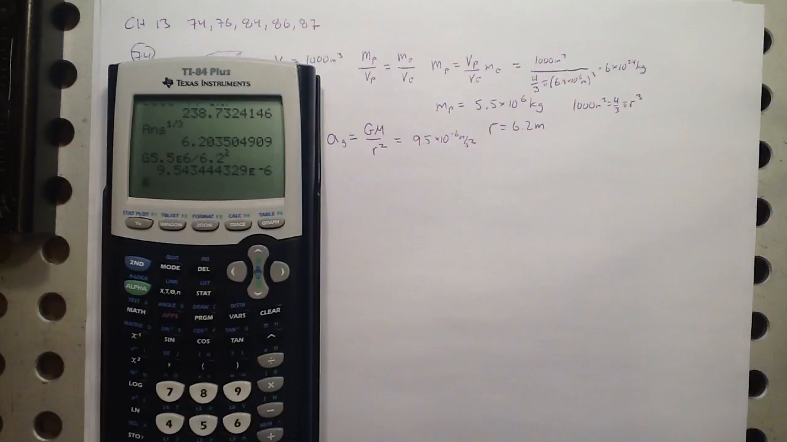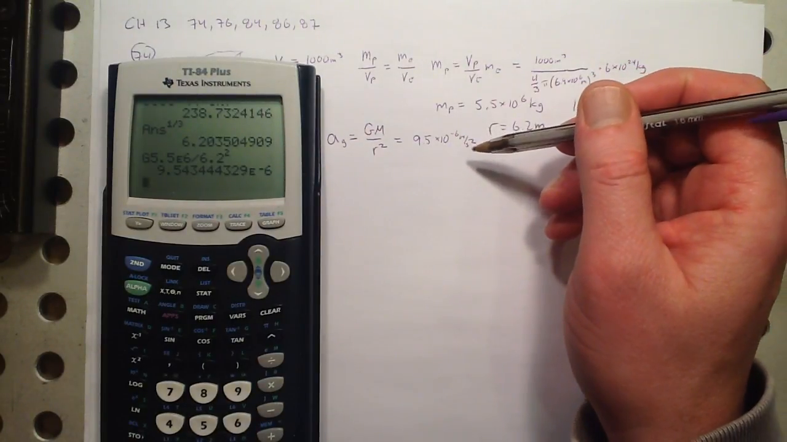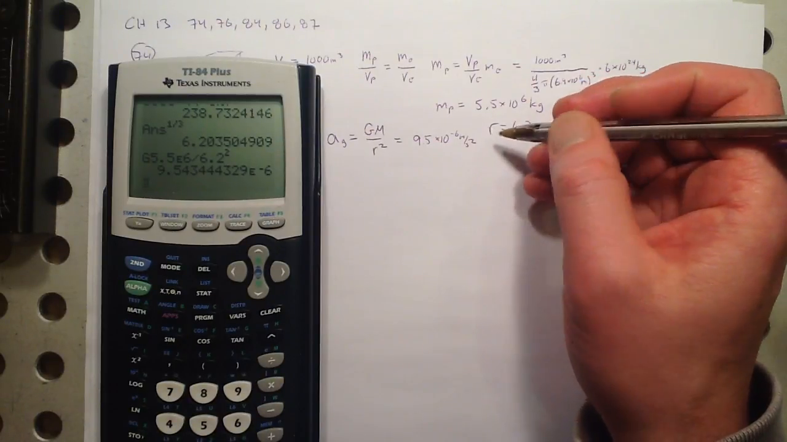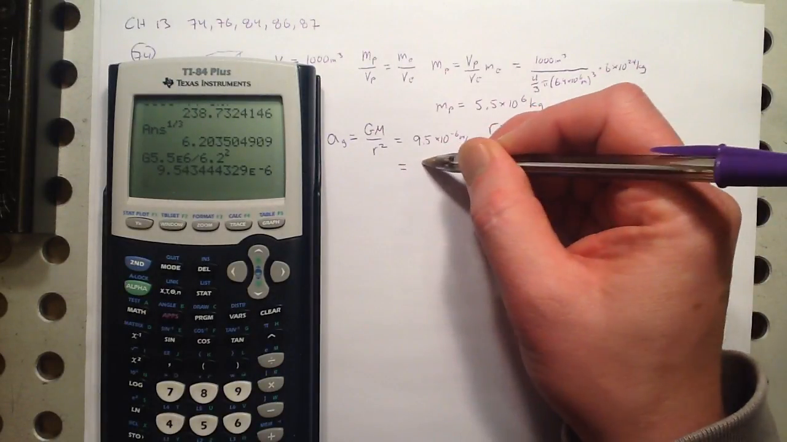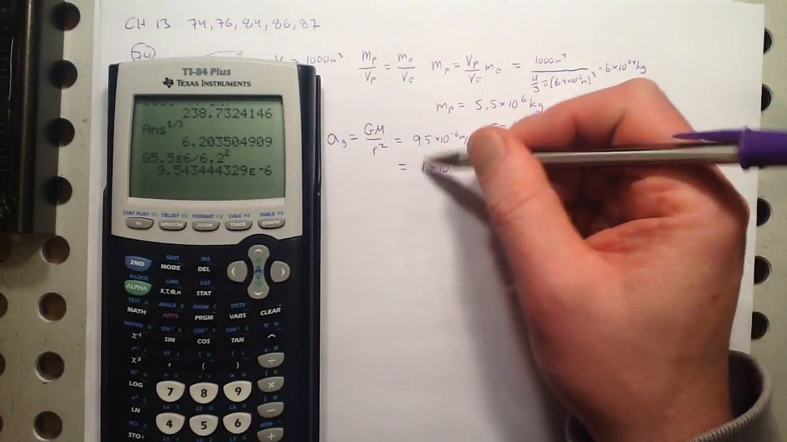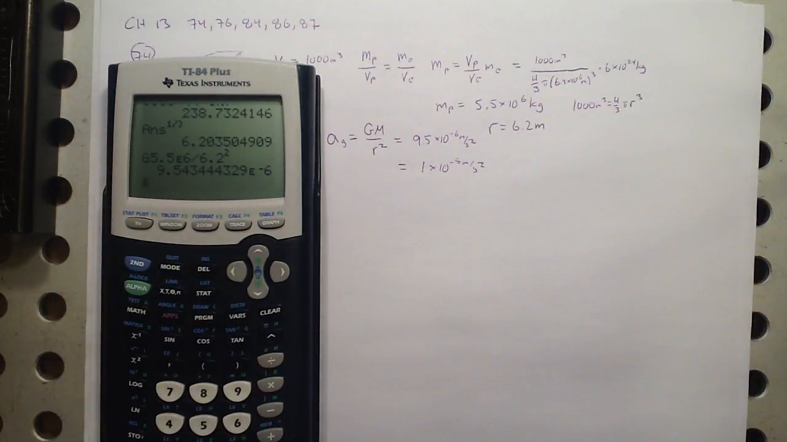Check and see if that jives with the answers here. Number 74. That's not what they have. Well, it's kind of close-ish. I guess they must have assumed bigger. They have about 2, so that's very close. That could round to about 1 times 10 to the negative 5th meters per second squared, and they have 2 times 10 to the negative 5th. So, whatever. We'll let that go. I guess I just assumed a little bit smaller planet.